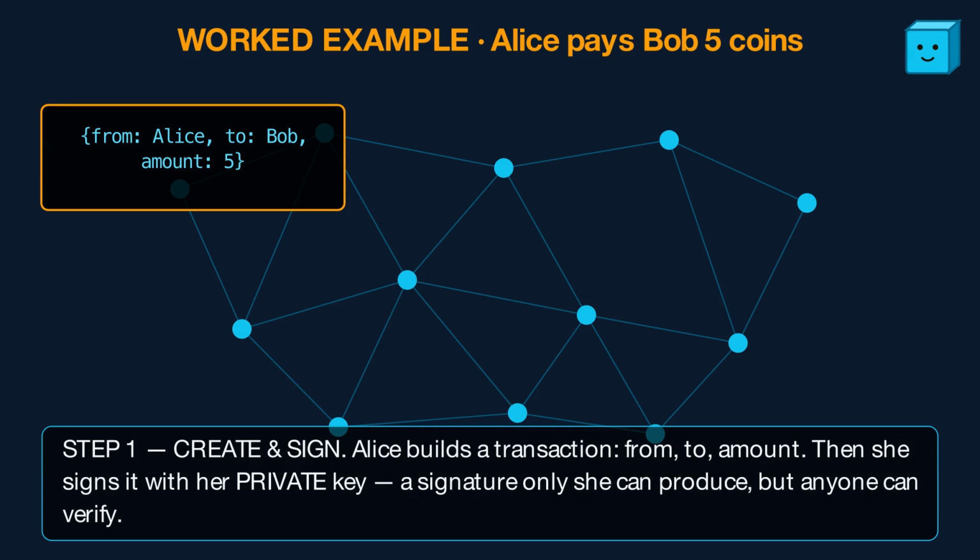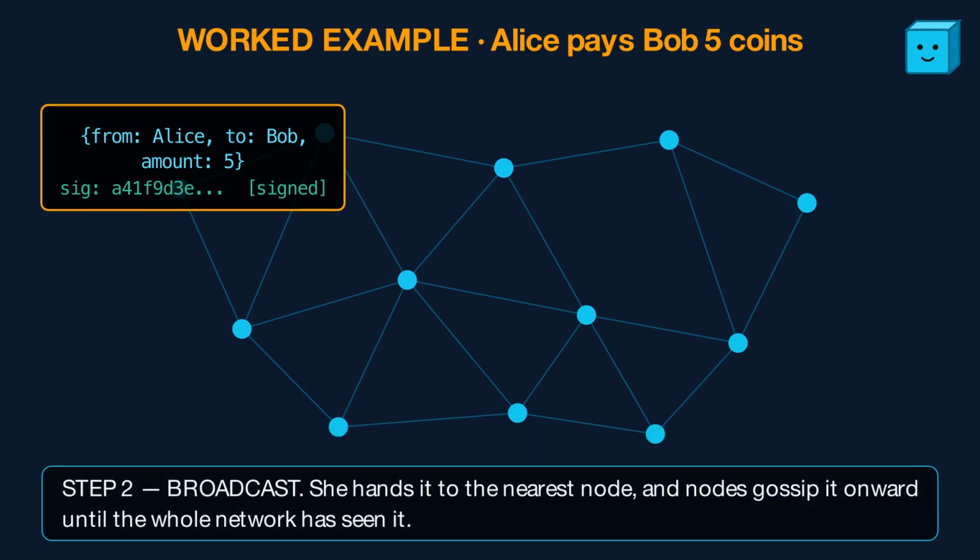Step 1. Create and sign. Alice builds a transaction: from, to, amount. Then she signs it with her private key, a signature only she can produce, but anyone can verify. Step 2. Broadcast. She hands it to the nearest node, and nodes gossip it onward until the whole network has seen it.